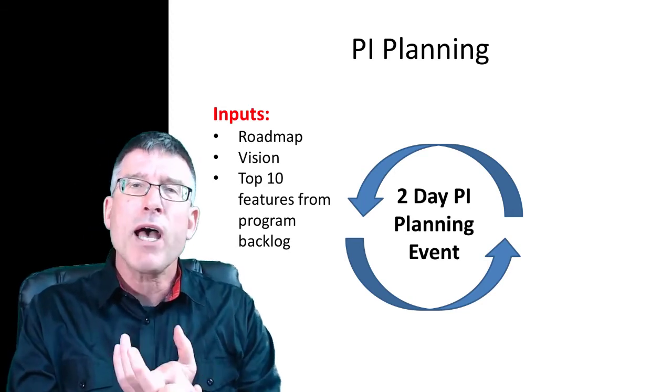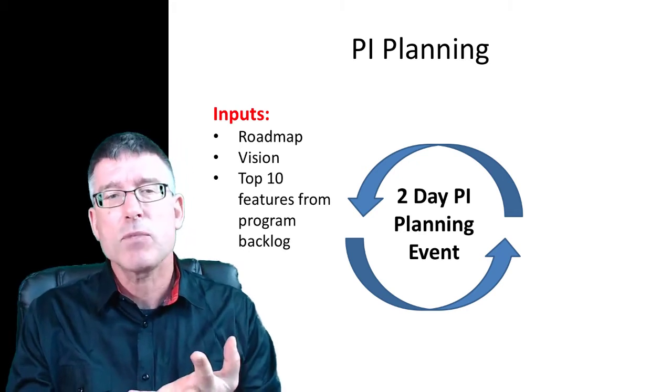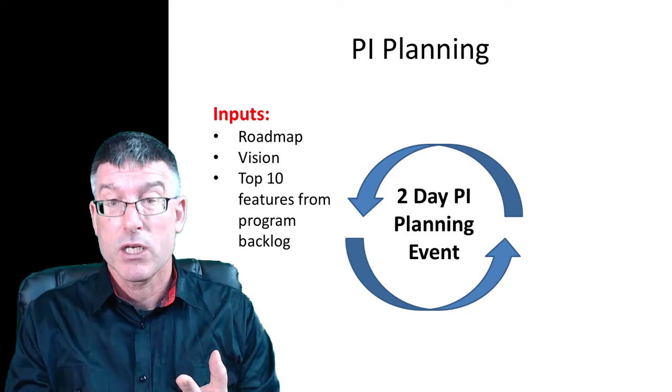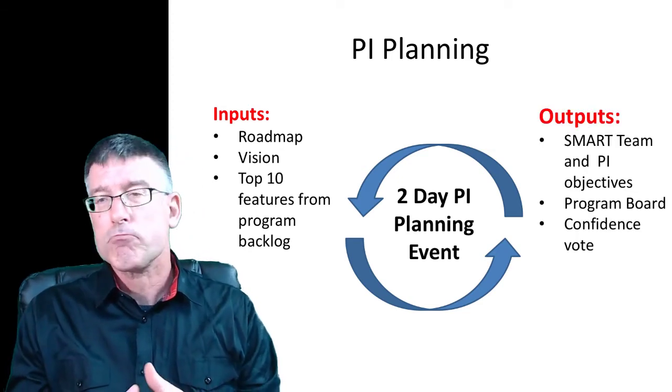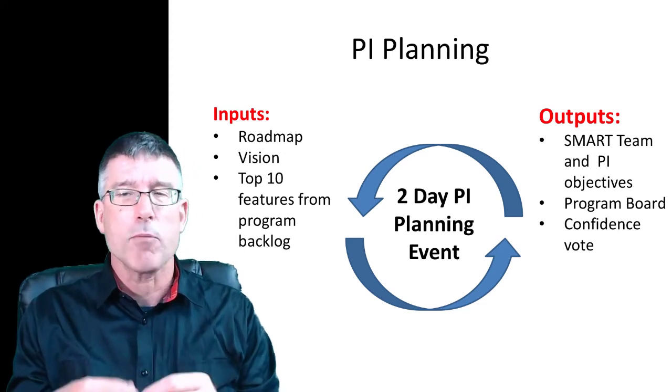So the roadmap, this is where we're going. Here's what we want to achieve. And here's the top 10 things we would like you to implement in the next PI. The outputs are what are called the SMART team and PI objectives.